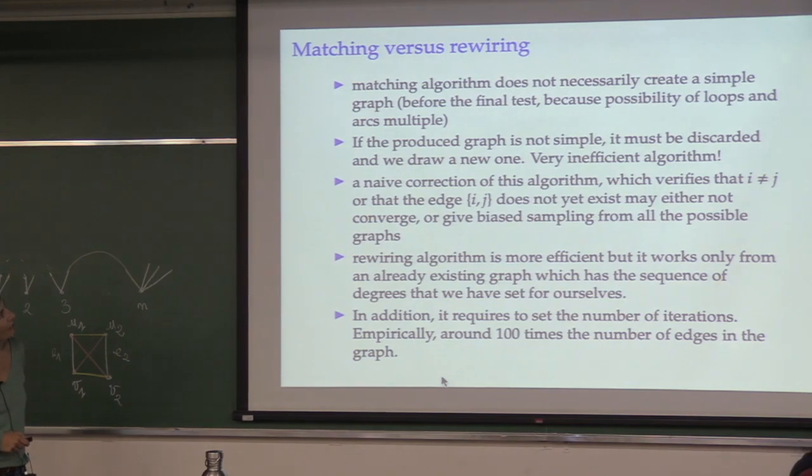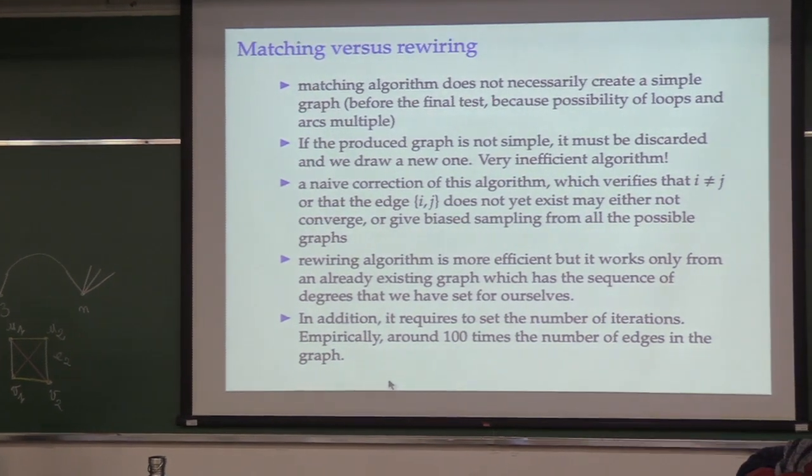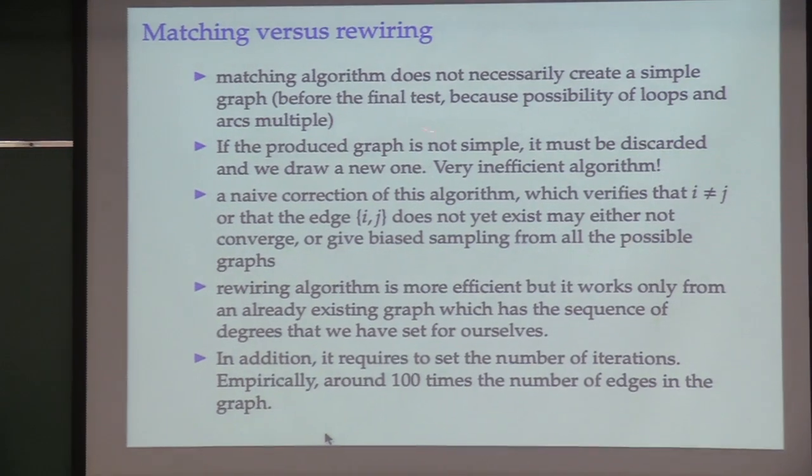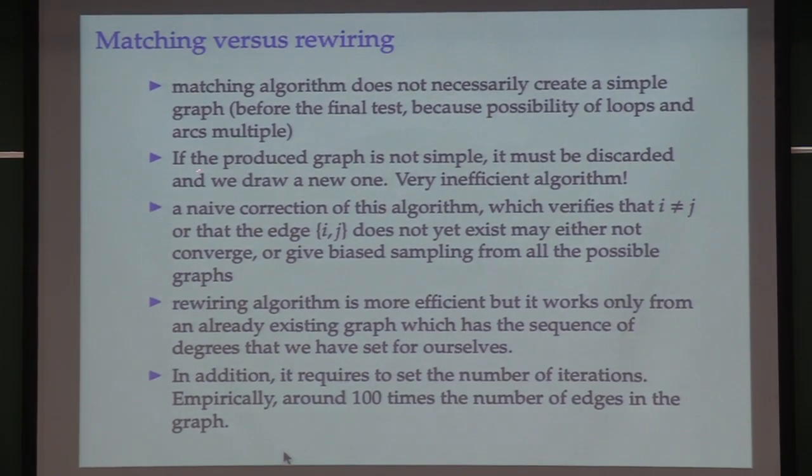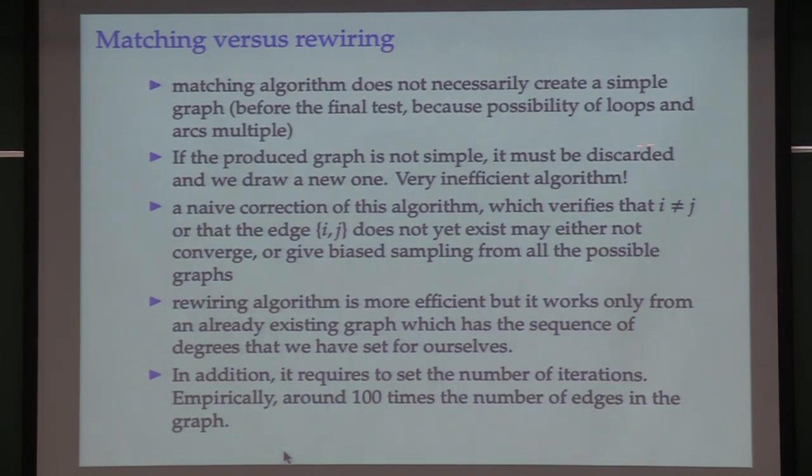So, matching versus rewiring. The matching algorithm does not necessarily create a simple graph before the final test, and so you can wait a long time for a graph. If the produced graph is not simple, it must be discarded and we draw a new one. That's very inefficient. A naive correction of this algorithm, which would verify that i is not equal to j, so no self loop, or that the edge ij does not exist yet, may either not converge or give biased sampling from all the possible graphs. So you cannot do a naive correction of the matching algorithm.